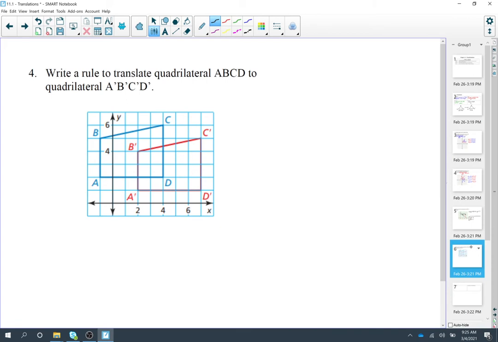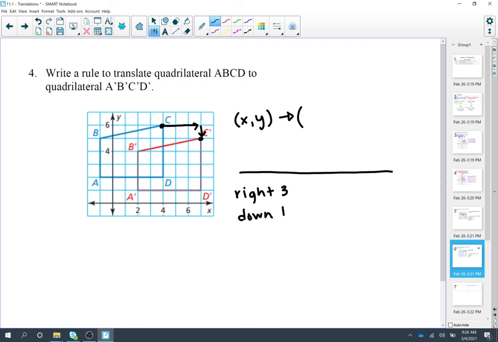Number 4, write a rule to translate quadrilateral ABCD to quadrilateral A prime, B prime, C prime, D prime. So again, make sure you're paying attention to order. We have to take the blue one and get it to the red one. So I'm going to start with C to C prime, and it looks like we have to go over this way and down this way. So in my X direction, that is to the right 3 and then down 1.